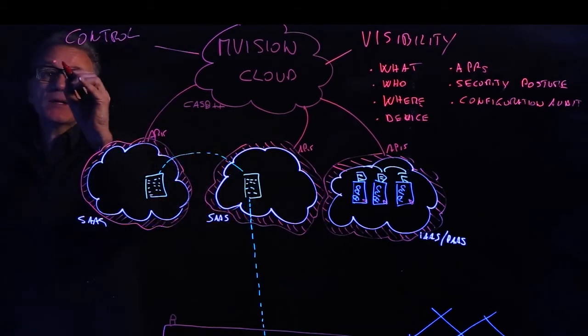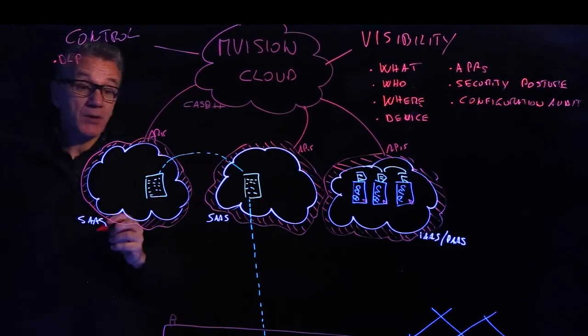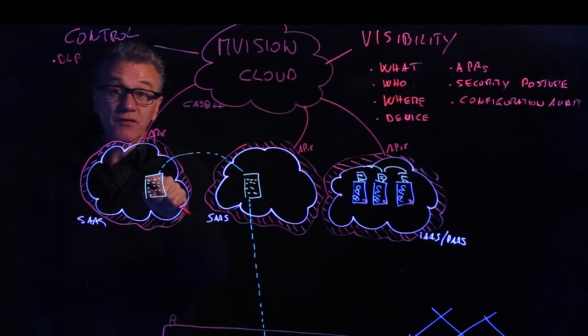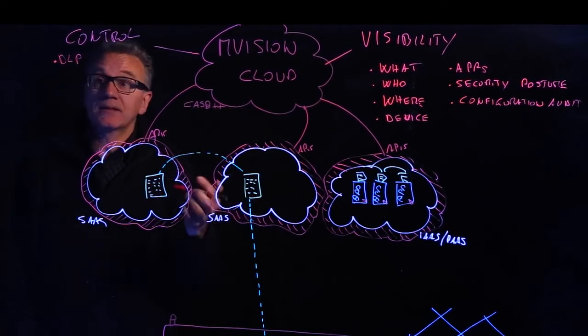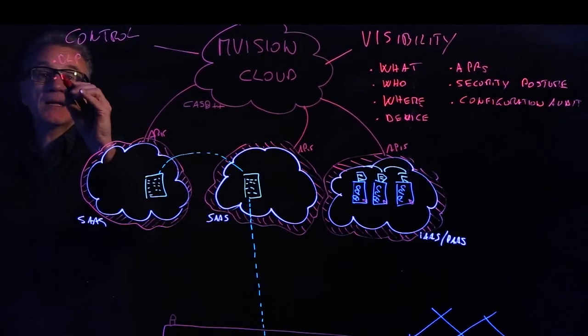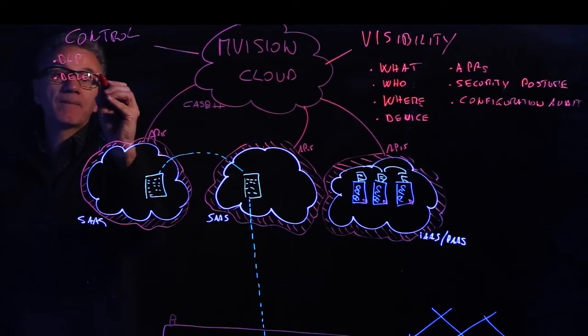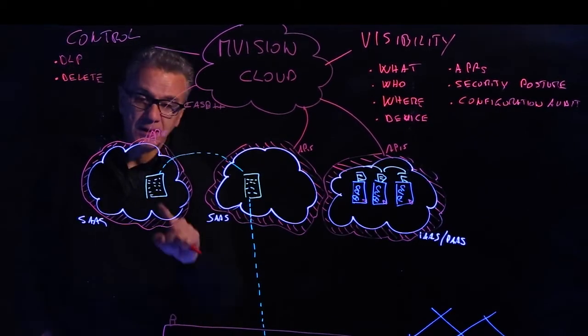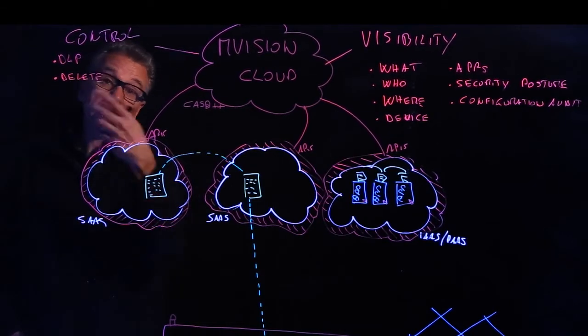The policies that you can set with MVision Cloud are around DLP. For example, you can say if a document contains confidential information, this cannot be shared outside of your cloud instance. You can set policies to delete files. If somebody uploads a file to a cloud instance that contains confidential information, you can delete or quarantine it.